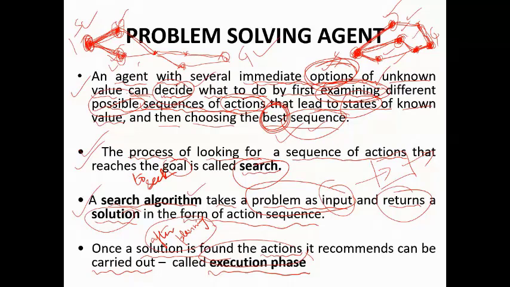So once a solution is found, meaning after planning the agent has the solution that I have to go the best way by going here, then here, then here, and then here, it is the cheapest priced path, or the shortest path, whatever it thinks, then it will do the actions recommended by the built-in programs, and then it will do those actions. Those actions are called the execution phase.